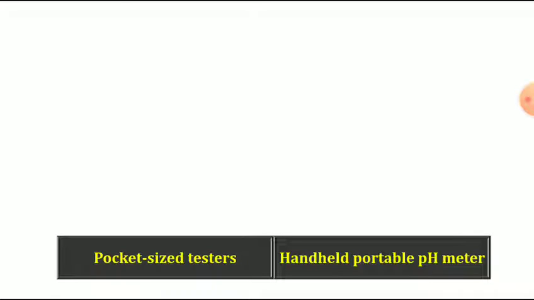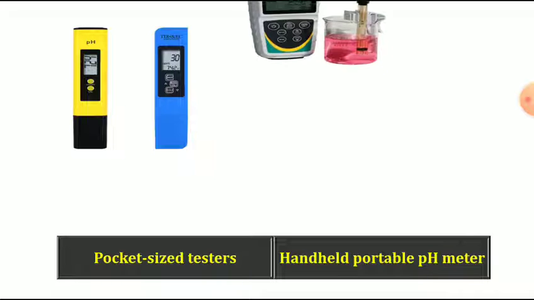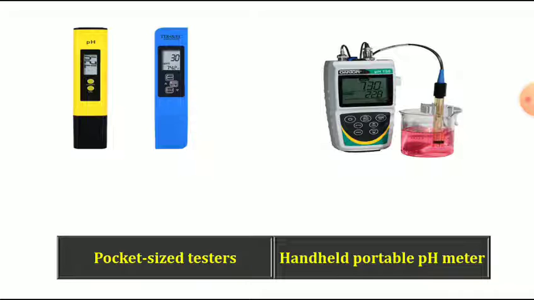First one will be the pocket size tester. On the left hand side, see, this is pen type, right? Pen type pH meter or pocket size testers. This will be directly immersed into the solution. They show the pH directly on the display unit. Now second will be the handheld portable pH meter. See the figure or the picture of that. The second left hand side figure or picture will be the handheld portable pH meter.